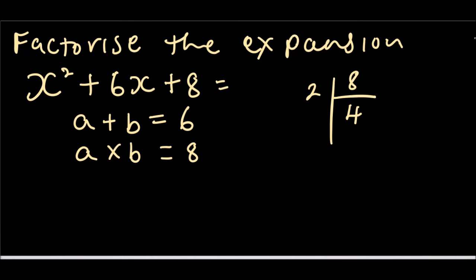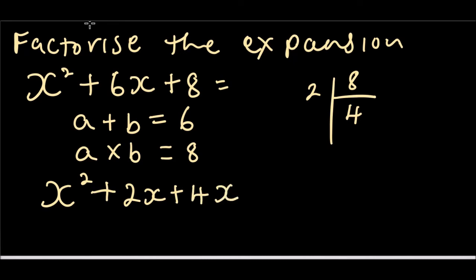So we get our numbers. Our expression would be, we write x squared. Then instead of 6x, we say it is plus 2x plus 4x, that when you add 2 plus 4, you get 6. So we still have our expansion. Then we have plus 2 multiplied by 4, which is 8, the same as 8.